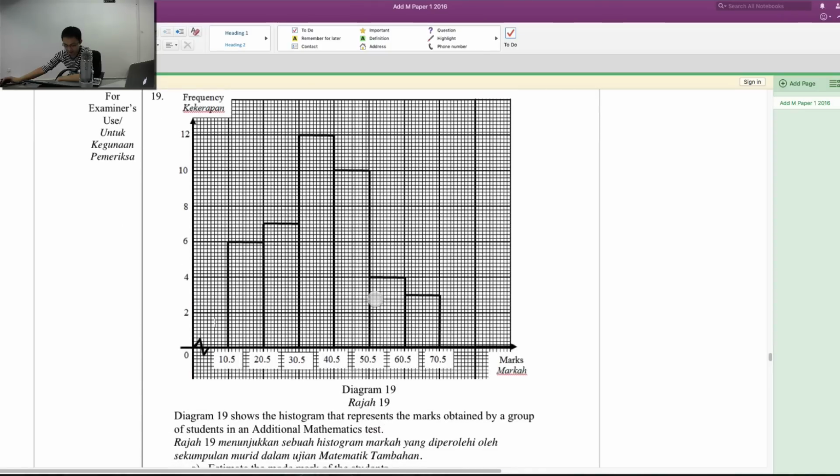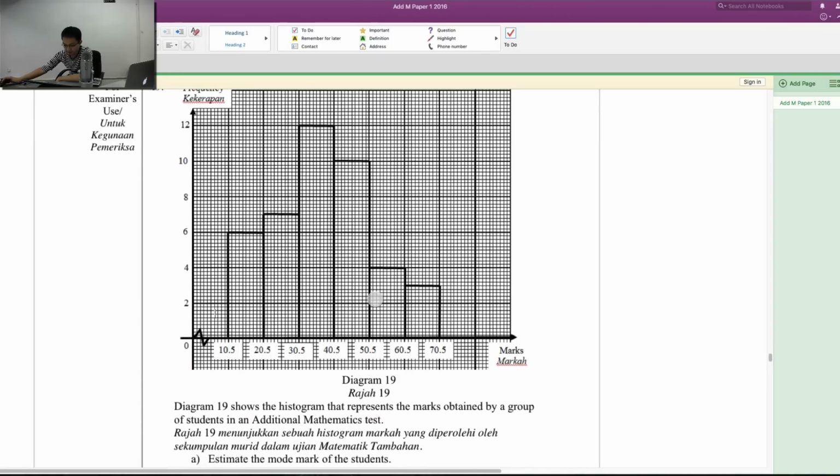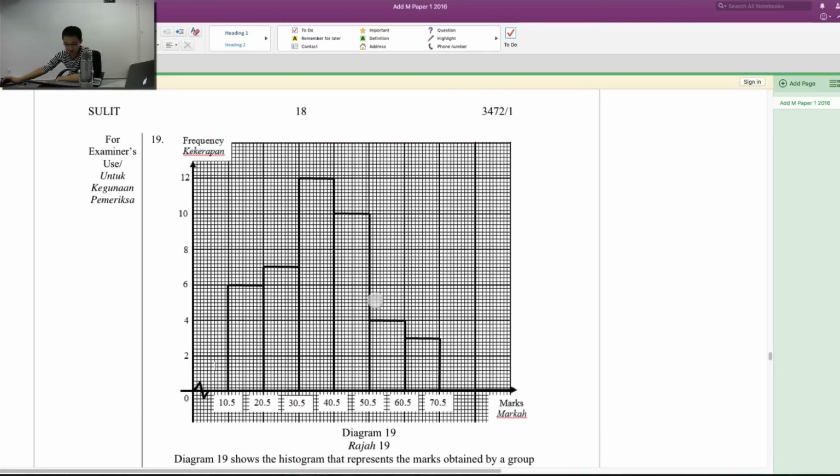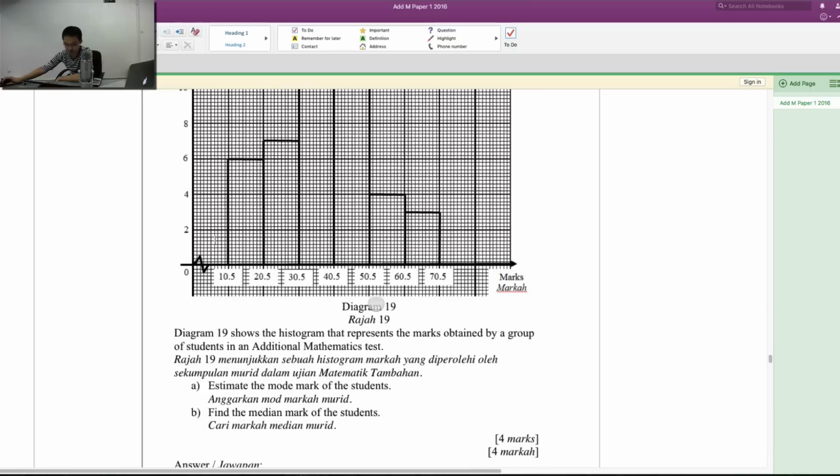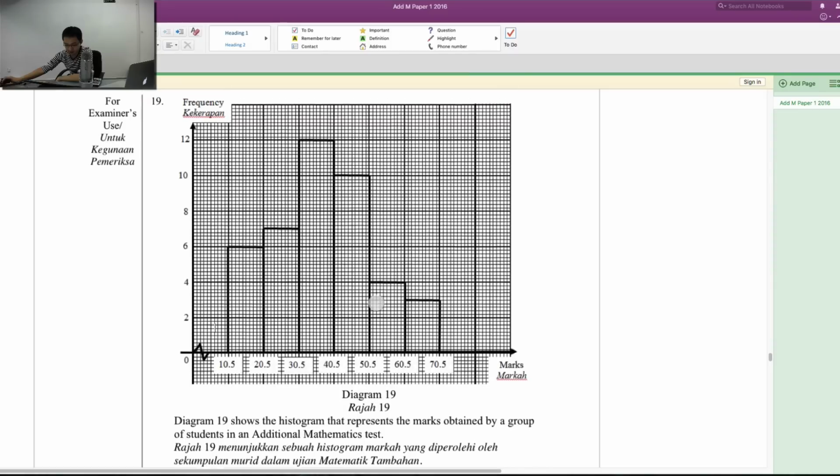Okay, so 19. Diagram 19 shows the histogram that represents the marks obtained by a group of students in a test. So yeah, I see a histogram. Estimate the mode mark of the students. Okay, mode is very easy.